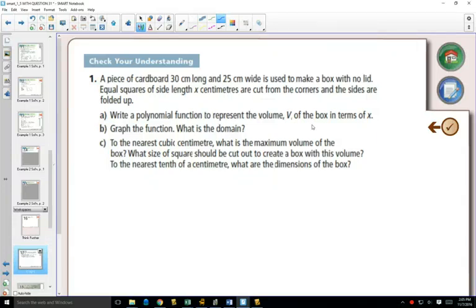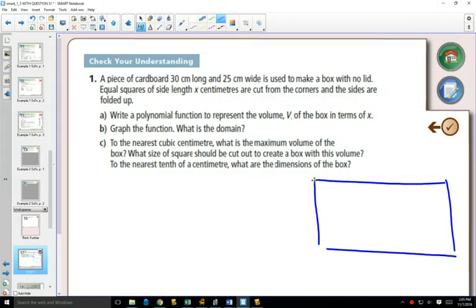So we have a piece of cardboard 30 centimeters long and 25 centimeters wide. We're making a box with no lid, so this is very similar to the problem that we were working on before. We can draw a picture of this, and again, that's going to be a really helpful strategy when solving these problems. Draw a picture of this.